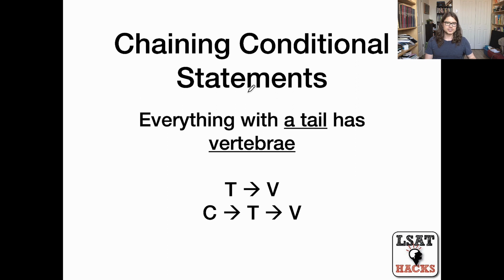Okay, chaining conditional statements. And another question that comes up with this is like, well, why bother diagramming this? If I see that every cat has a tail, it's obvious that it's C arrow T. I can already understand that. What's the point of making a diagram?